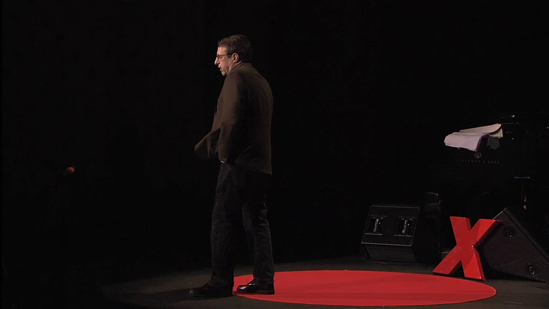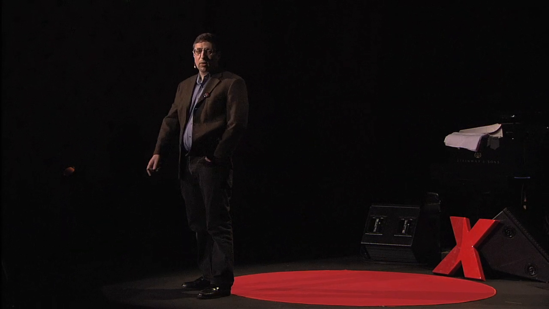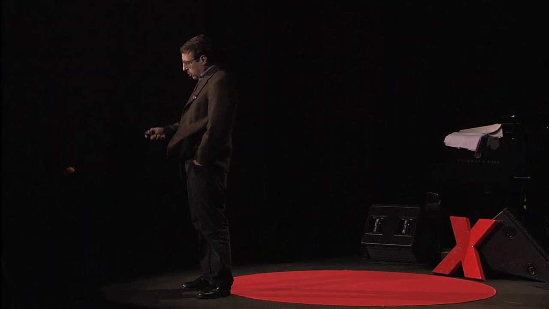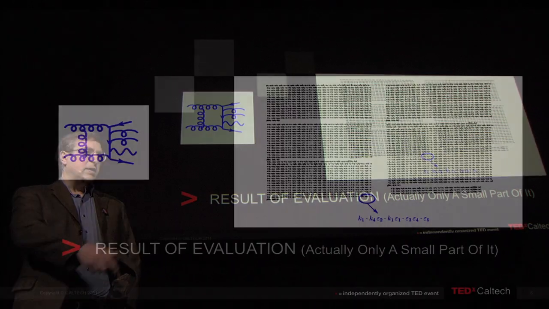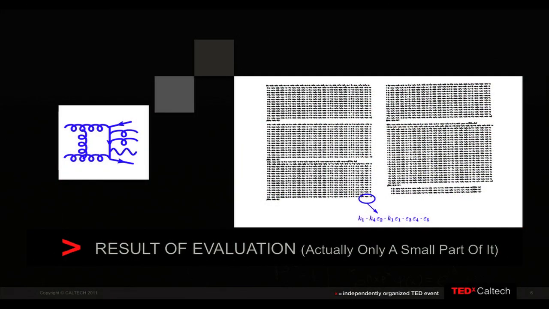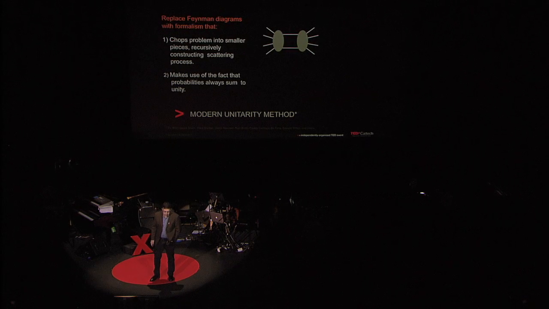Now, today, using modern computers, it's actually quite simple to do this. But if I gave you a slightly more complicated Feynman diagram, the diagram that you see up on the screen, then it would be extremely difficult to do that. In fact, no one has evaluated that particular diagram. So how do we deal with it today? Well, today we deal with it, in a sense, by not doing Feynman diagrams. We do something else, the modern unitarity method.